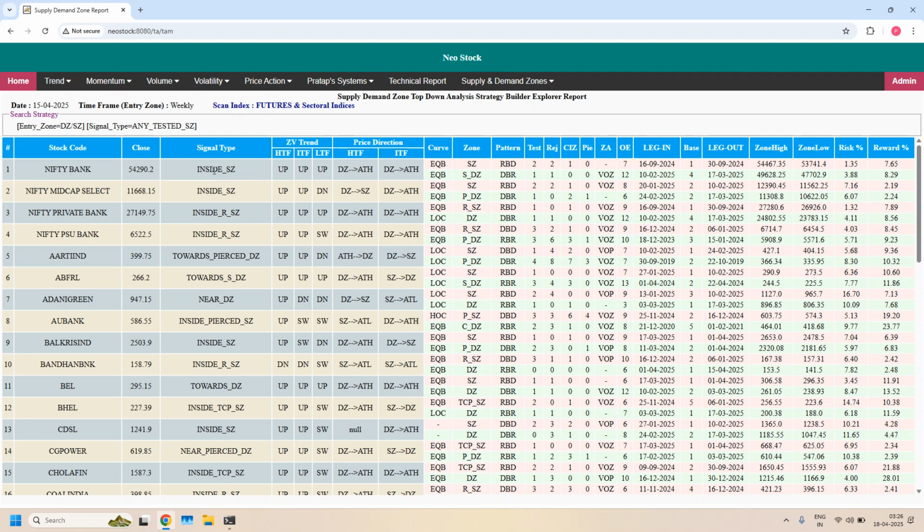And also current price closed inside the weekly supply zone. Okay, some of these zones are closed inside the zone. Some of the zones might have been pierced during this week, and some of these stocks are tested and moving towards the demand zone. Many actions. See, this is after testing, moving near to the demand zone, pierced demand zone. So all these combinations you can see. I'm scrolling the list down for your reference purpose.